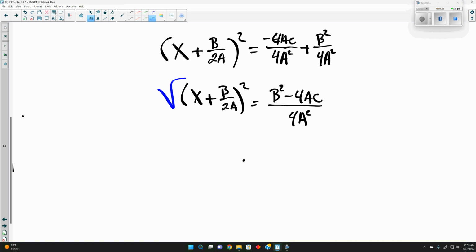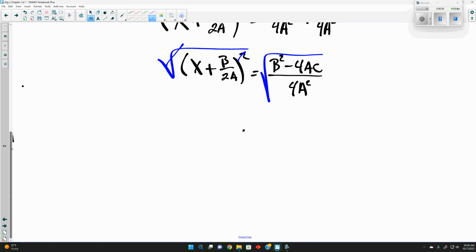And our next part in solving this is going to be to square root both sides, because the square root and square would cancel, which would leave us with x plus b over 2a is equal to plus or minus. The numerator is going to be the square root of b squared minus 4ac, because we can't take the square root of that whole thing. But the denominator, we just have 4a squared. Well, the square root of 4 is 2, and the square root of a squared is a.